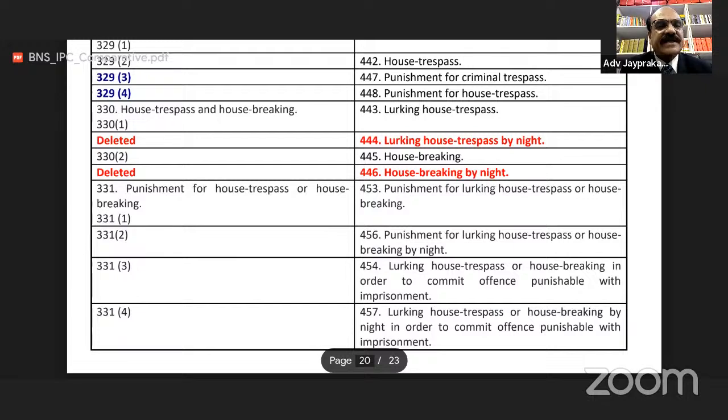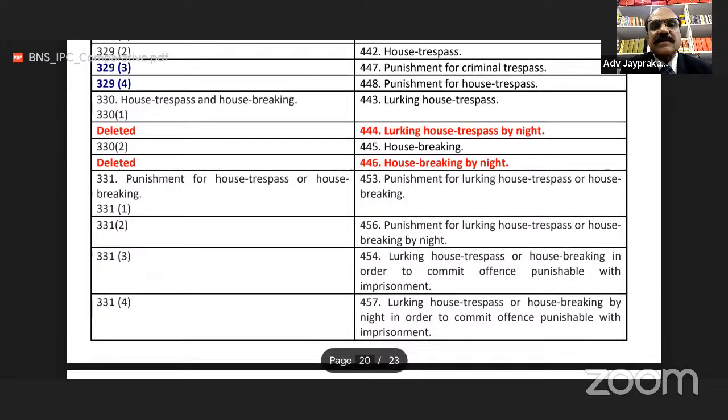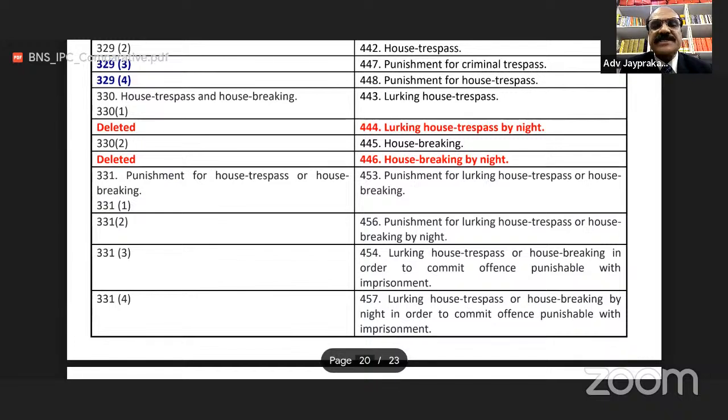BNS section 331. IPC section 444, lurking house trespass by night, is deleted now. House breaking is given in BNS section 332, house breaking. Its corresponding section was earlier 445.